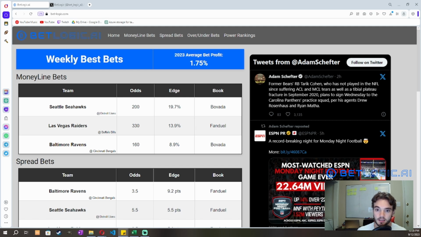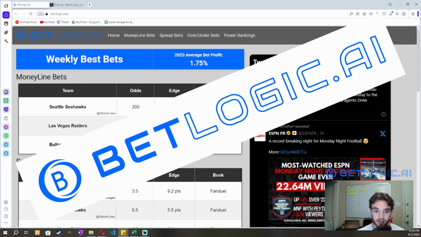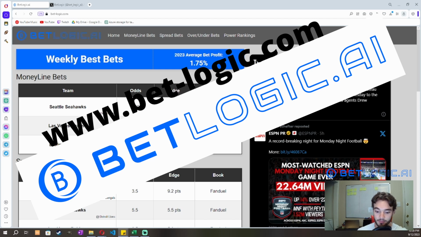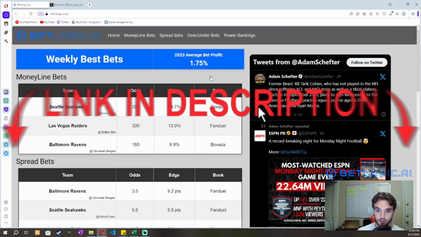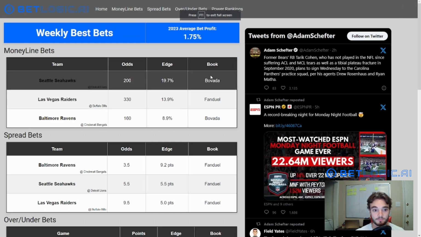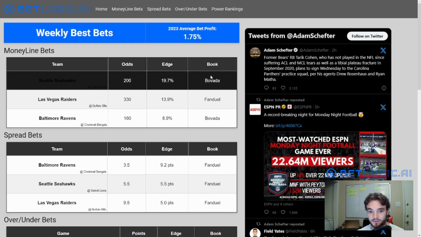NFL games, and I think I have a fantastic free tool to showcase today. So this tool is called Betlogic.ai and is located on bet-logic.com. The link will be in the description. And this website showcases multiple AI models that I built to help make smarter bets on NFL games.